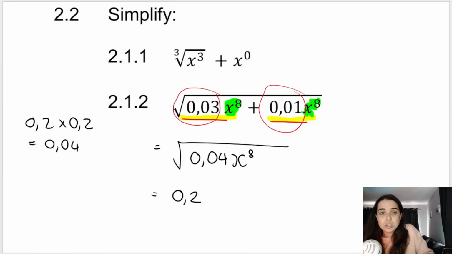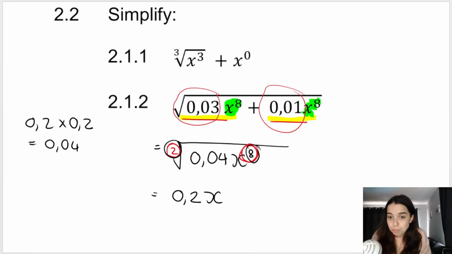And remember the rule I just taught you. When you have a variable with an exponent, you divide that 8. What do I divide that 8 by? Yes, you divide that 8 by this number over here, which is an invisible or an imaginary 2. So it's going to be x to the power of, what is 8 divided by 2? 4. That is your answer.